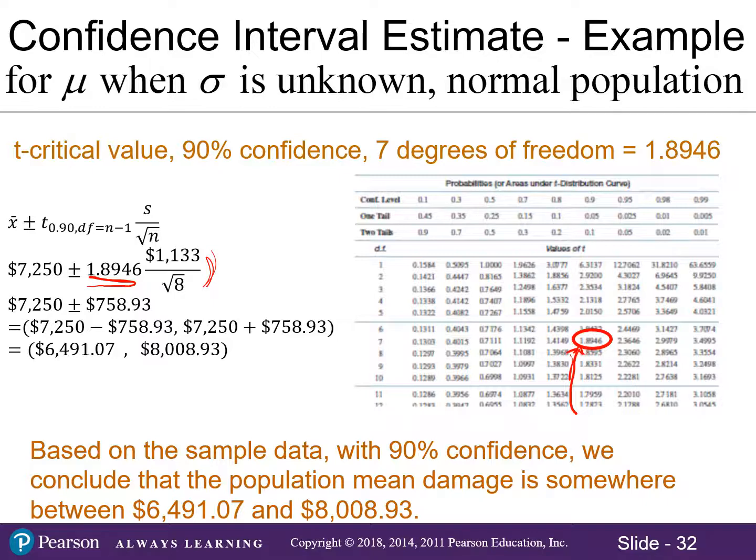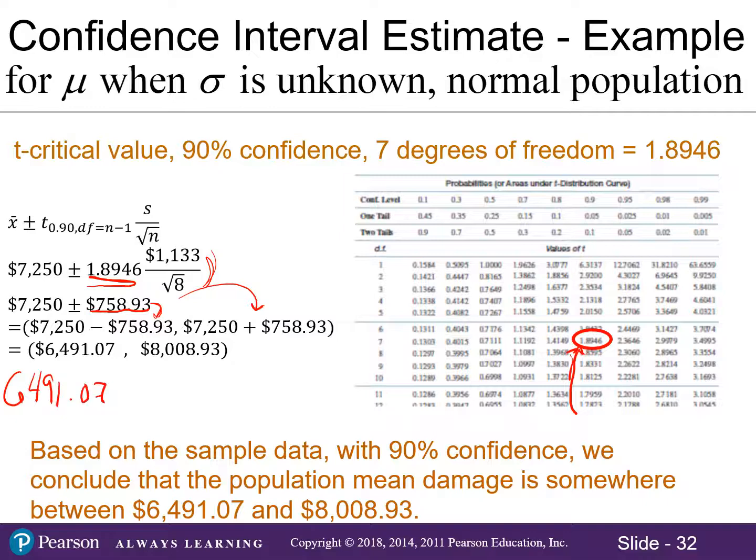When you do your margin of error, it's about $758.93. That's this value. Then I'm going to add it to my mean to get the upper value, and subtract it to get the lower value. That's this step right here. That's all the plus or minus means. So that's going to be $6,491.07, or up to possibly $8,008.93.